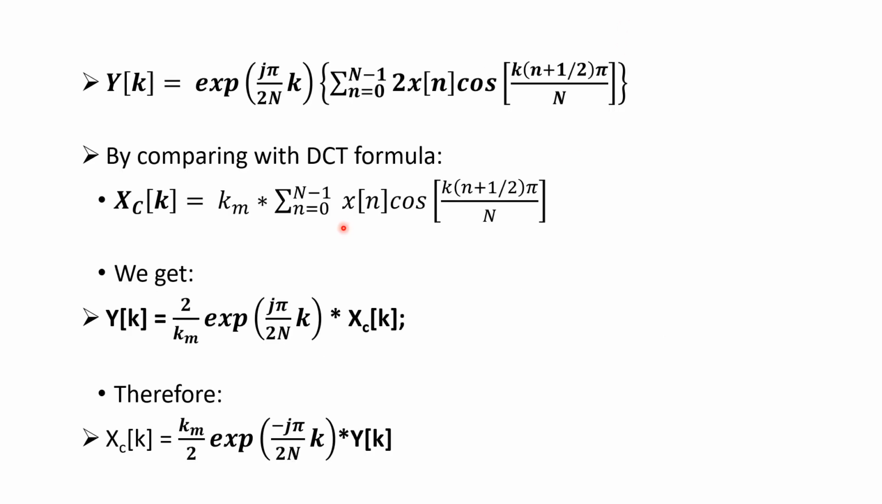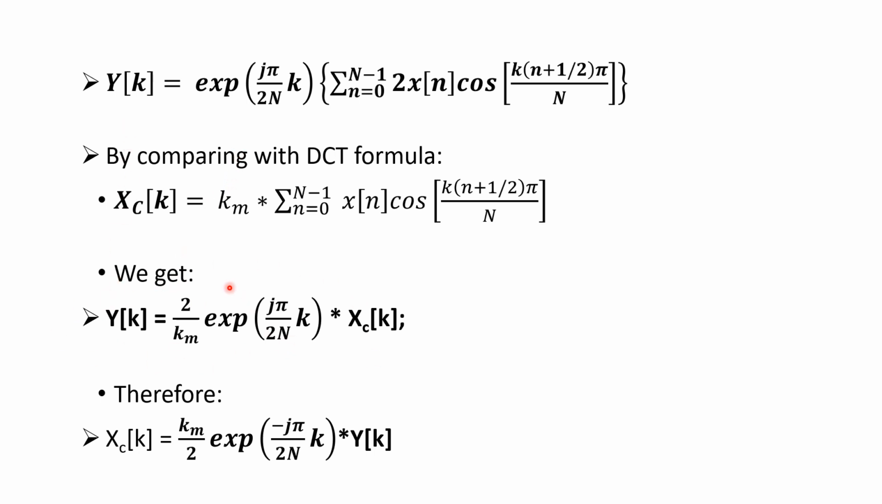So after calculating the 2n point DFT of y of n, now we will be having the equation of y of k. Now if we compare this y of k equation with the original DCT equation, that is xc of k, we can observe that both have the x of n terms and cos terms. So now we can write y of k in terms of xc of k. Now in xc of k we don't have the exponential term, so we will multiply xc of k with the exponential term. Also in y of k we have an additional multiple of 2, so we have multiplied with the 2. In xc of k we have an extra km, so we will divide by 2 to get the y of k.